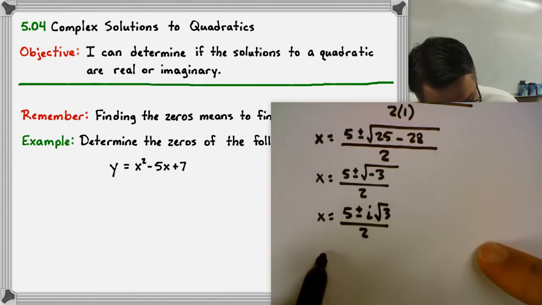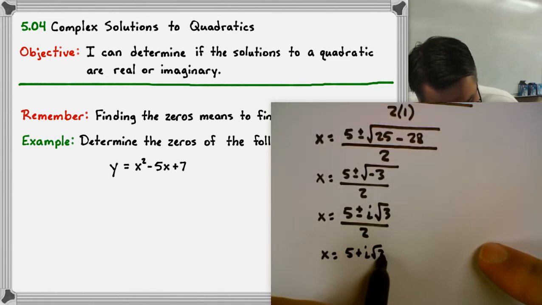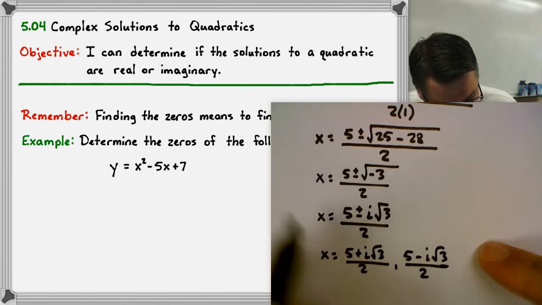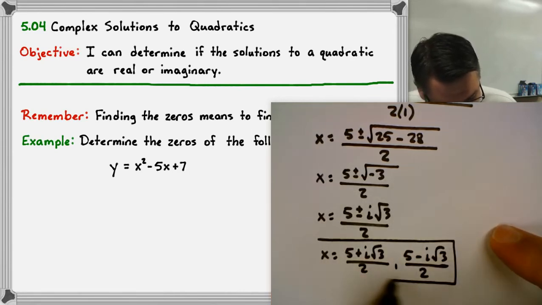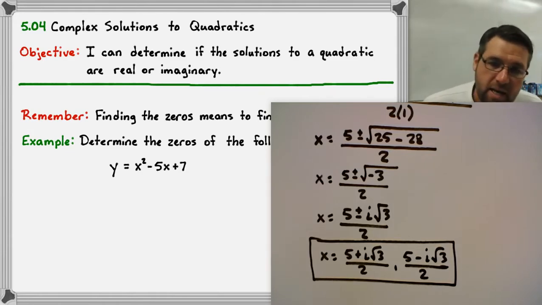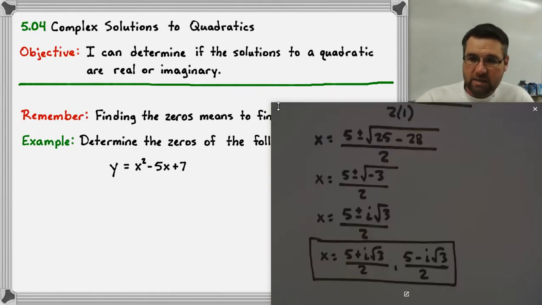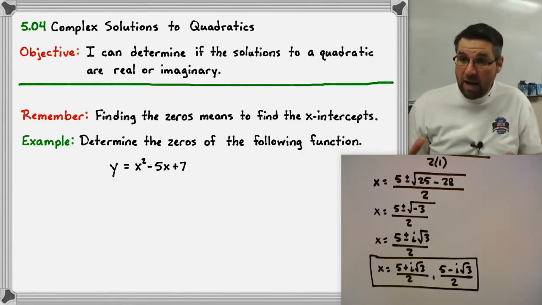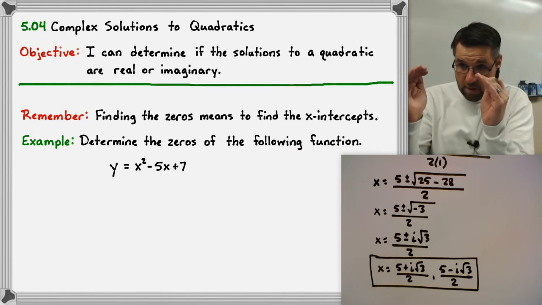We could rewrite it as x equals 5 plus i radical 3 over 2 and 5 minus i radical 3 over 2. So those are our solutions, and I guess I shouldn't even box that in. But remember over here it says that we are looking for the zeros. We're looking for the x-intercepts. Normally, we write our x-intercepts as coordinates, remember?